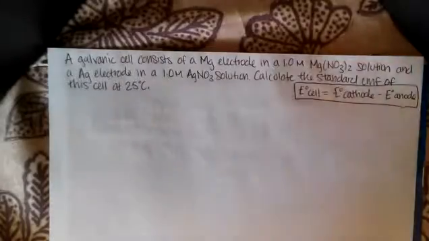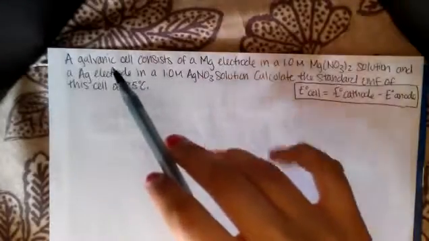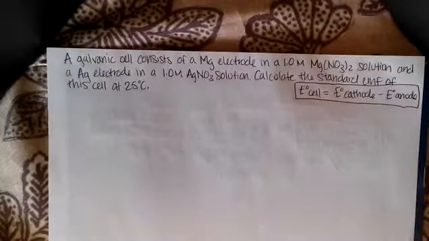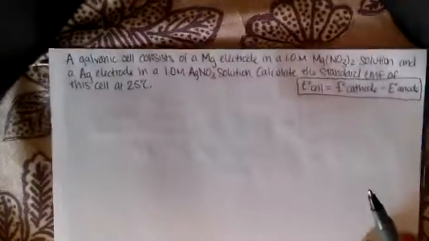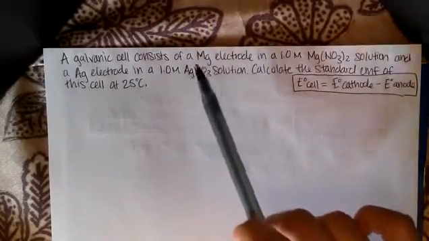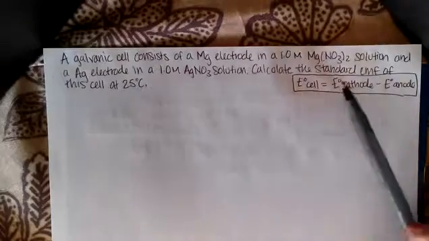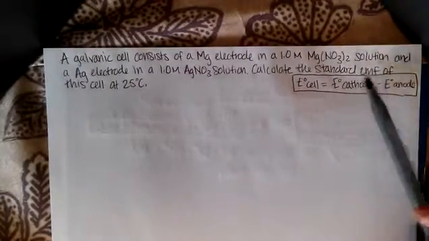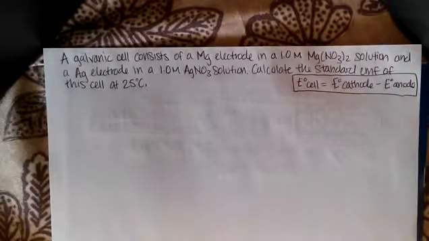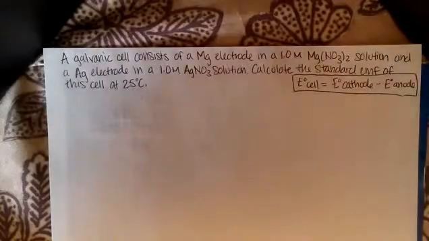So this problem reads, a galvanic cell consists of an Mg electrode and a 1.0 mole per liter MgNO3 solution and an Ag electrode and a 1.0 mole per liter AgNO3 solution. And the question is, calculate the standard EMF of the cell at 25 degrees Celsius. So let's just start pulling apart this problem.